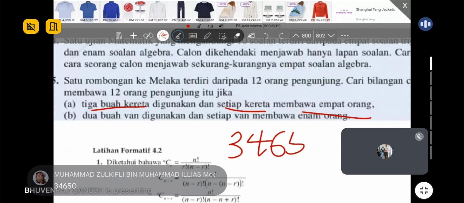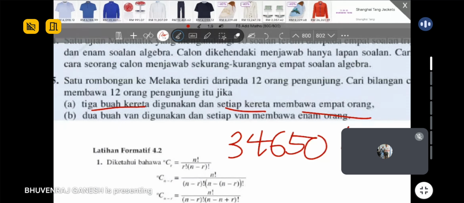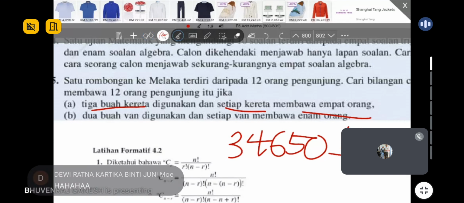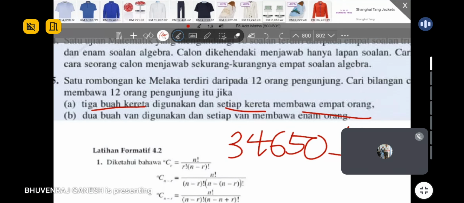Okay, let's say you are angry with the examiner. You write like this. You give him lots of factorial symbols. That's the end, guys. If you write like this, right? Your answer is wrong, you know. You know why? Factorial has a meaning, you know.